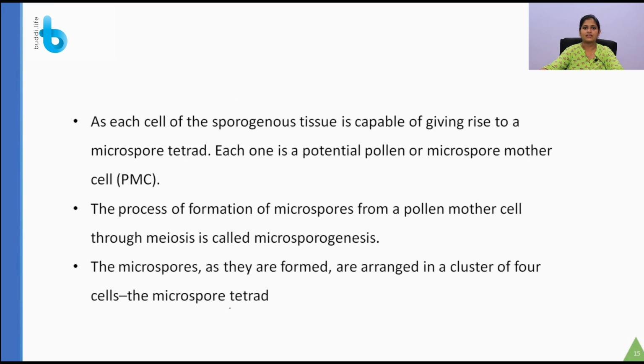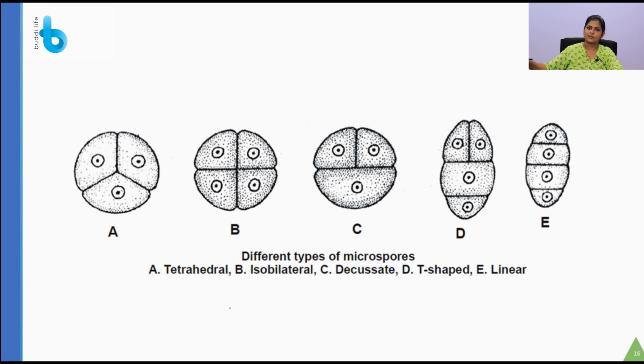So each cell of the sporogenous tissue, when it matures to become a pollen tetrad, is called a pollen mother cell, or PMC. The process of formation of microspores from a pollen mother cell through meiosis is called microsporogenesis. The microspores, as they are formed, are arranged in a cluster of 4 cells called the microspore tetrad.